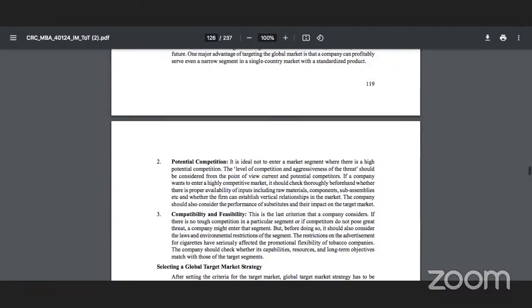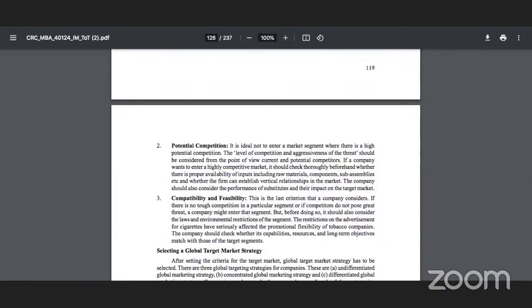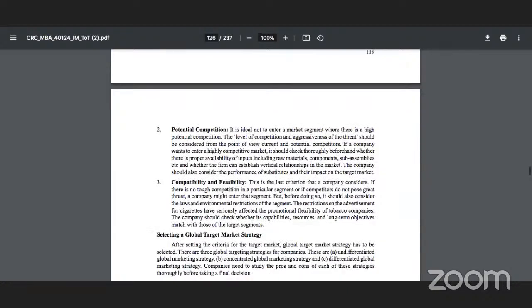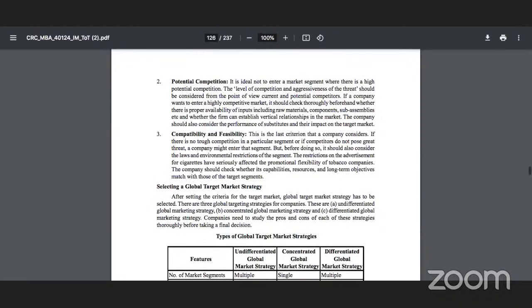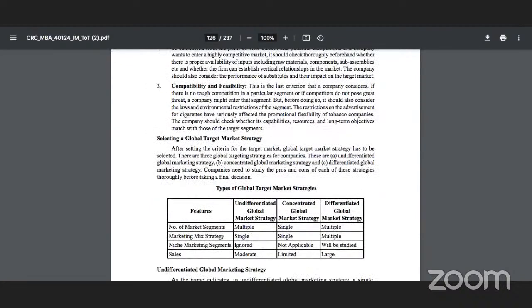Second is, of course, the competition. What is the potential competition like? How many players, direct and indirect competition? What are their products? Is it in the same segment? Is it the same price range? Are the products comparable, or are they offering things which add more value to the customer? Is it in terms of the inputs, that is raw materials, components, sub-assemblies? So there are different factors in determining the vertical relationships in the market. The company should also consider the performance of substitutes and their impact on the target market.